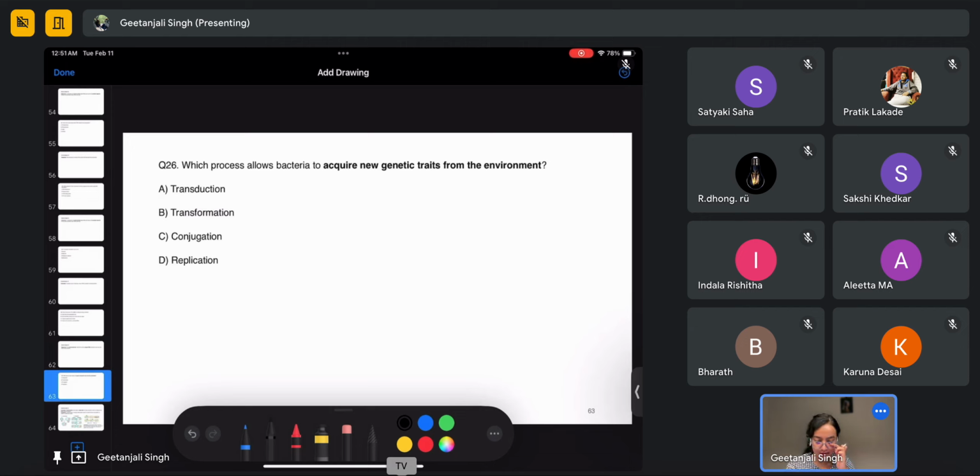So this is the last question. Which process allows bacteria to acquire new genetic traits from the environment? A. Transduction. B. Transformation. C. Conjugation. D. Replication.